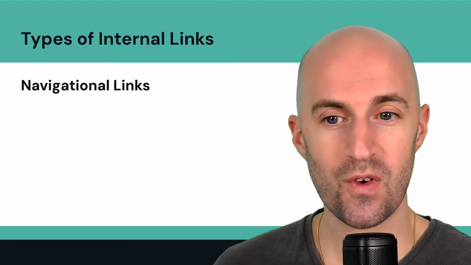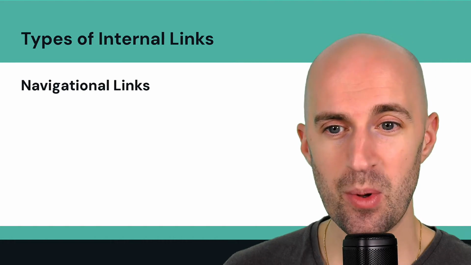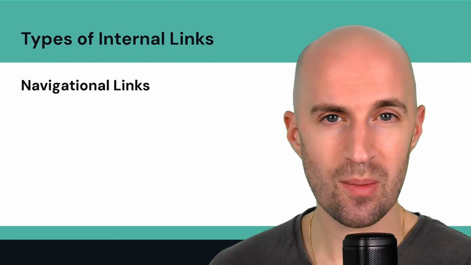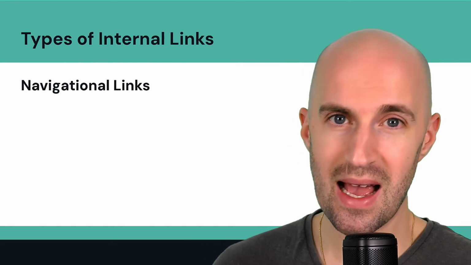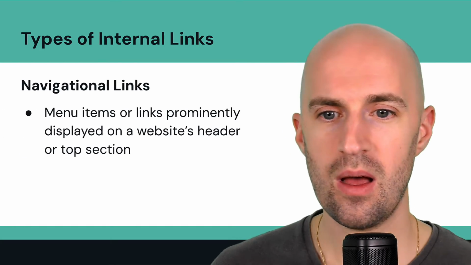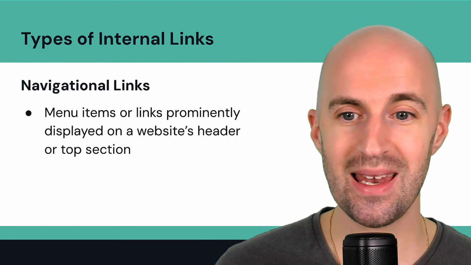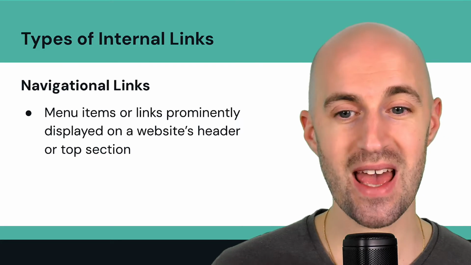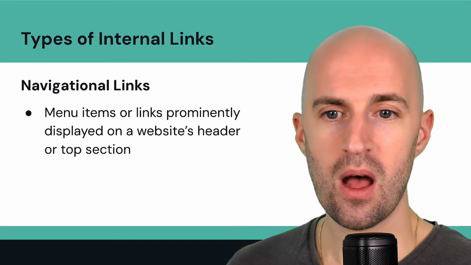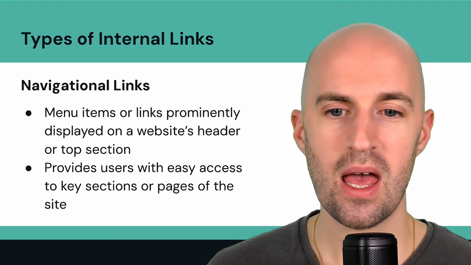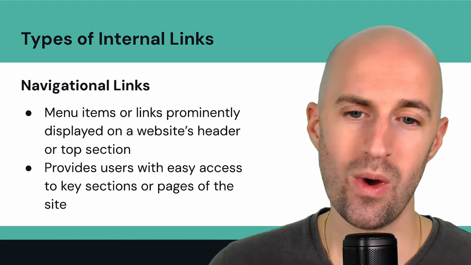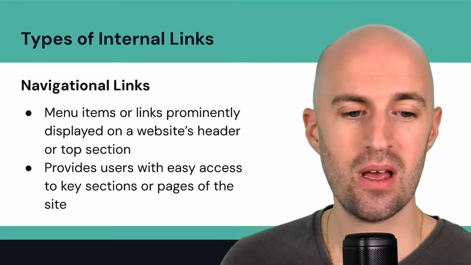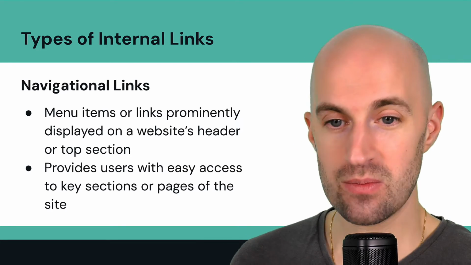So firstly, as you've just seen in that example, navigational links are a type of internal link. It's seen so many times that you might not consider it as an internal link, but it is. So menu items or links within the menu that are prominently displayed on a website's header or top section, these are navigational links. It provides users with easy access to key sections within the site, so that they can navigate to them easily.